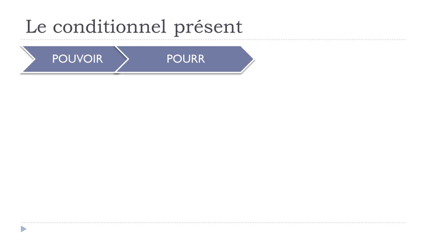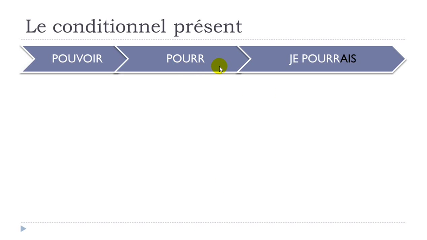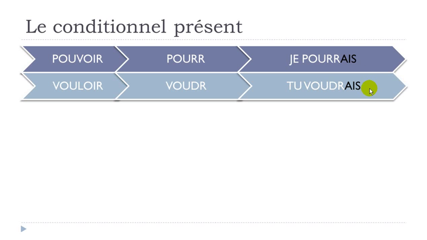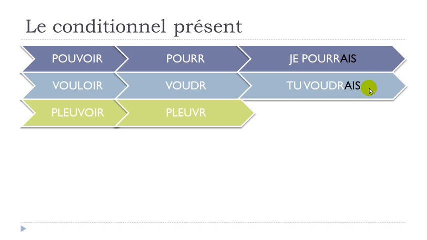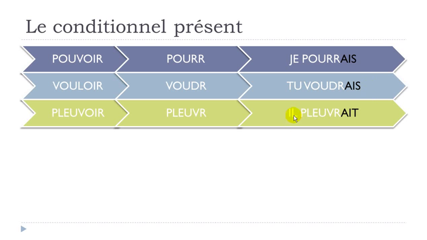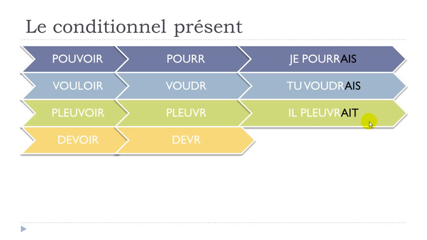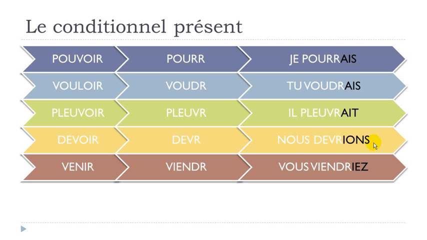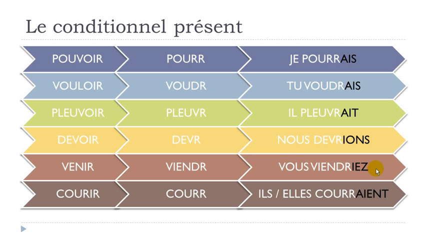Pouvoir will become pour. Je pourrais. Vouloir will become voudr. Tu voudrais. Pleuvoir will become pleuvr. Il pleuvrait. Devoir will become devr. Nous devrions. Venir will become viendr. Vous viendriez. Courir will become courr. Il courrait, elle courrait. Alright, so let's see them one more time.